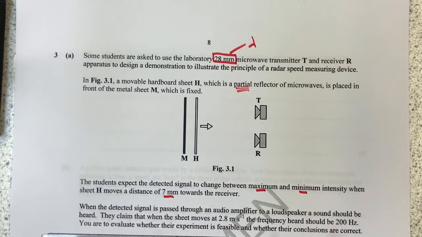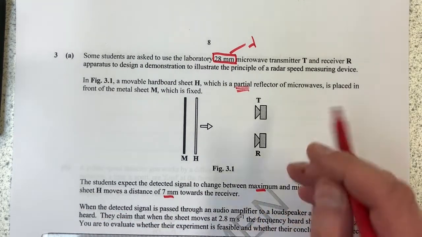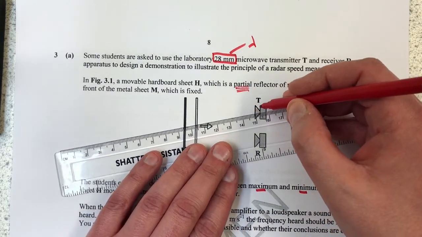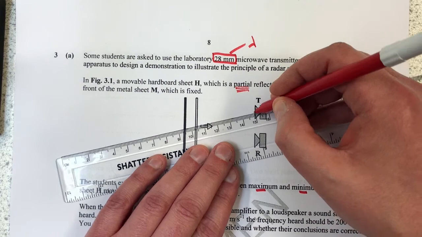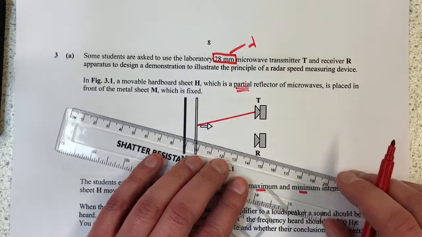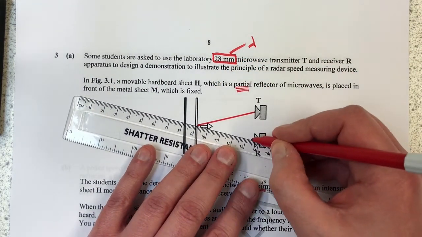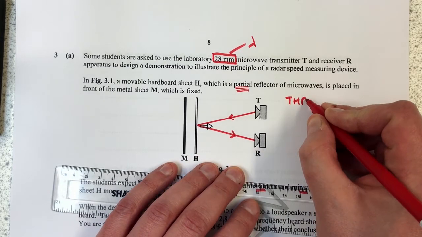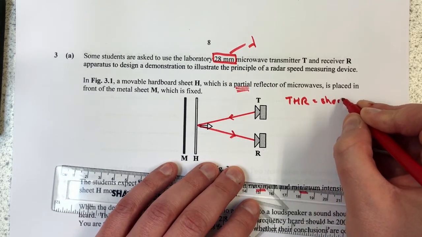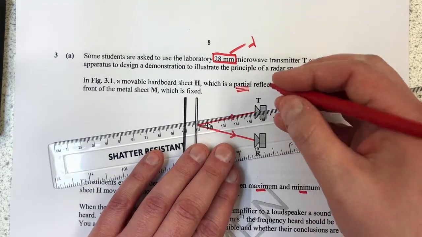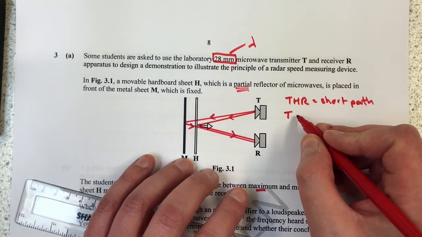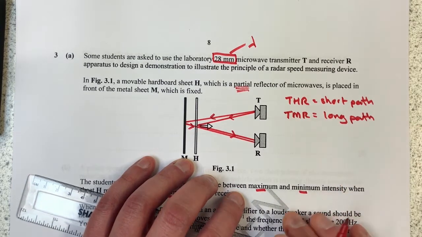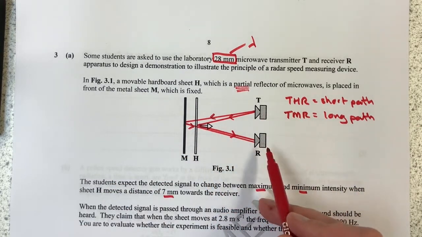Okay, let's have a think what's going on here. We've got 2 paths to get to the receiver. One is a short path reflecting straight off H to the receiver. Let's call that THR, short path. And then we've got a slightly longer path. We'll call that TMR, and that is the long path.